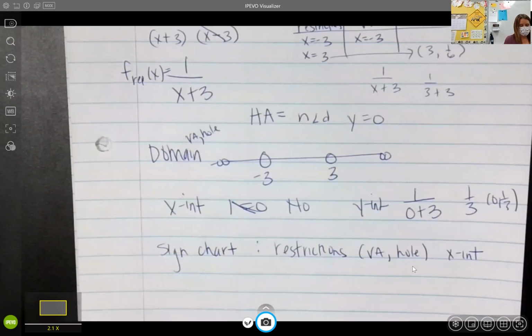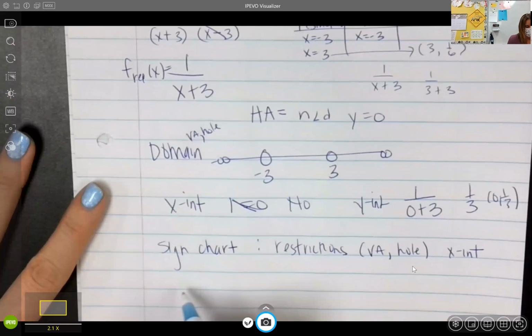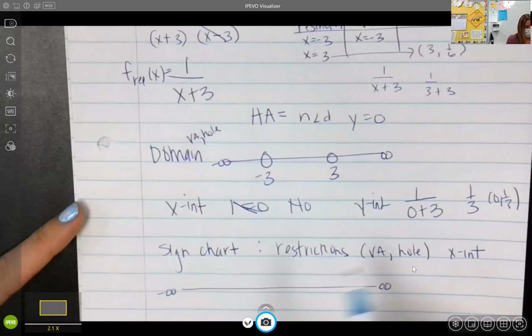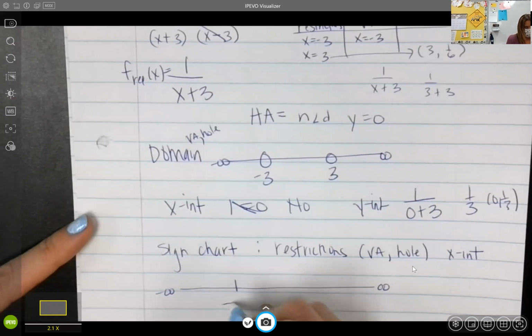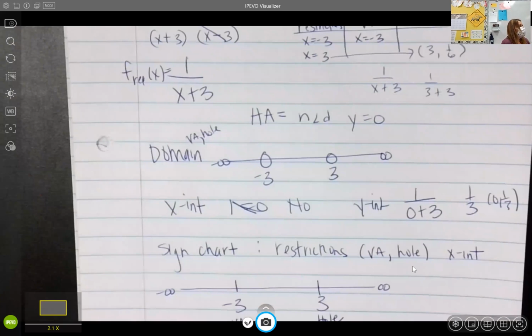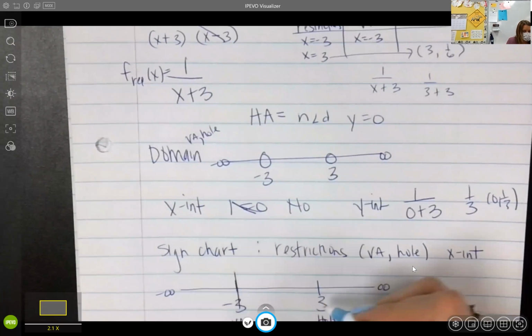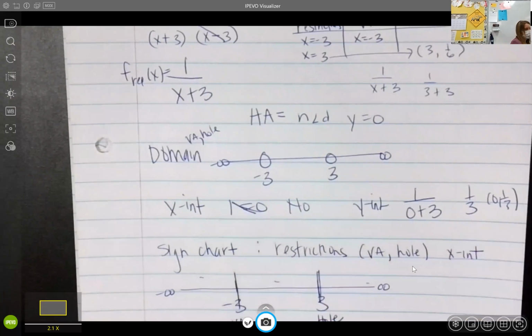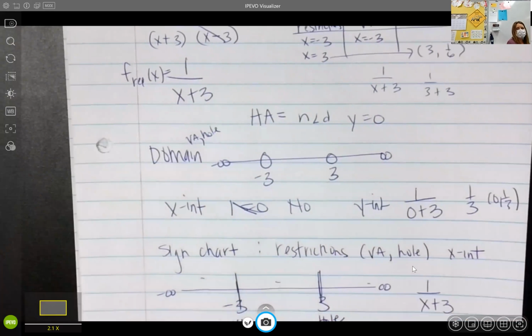Okay, so on the sign chart, we're going to have any restrictions. So negative 3 and positive 3. This was an asymptote. This was a hole. And then we didn't have an x-intercept, right? So on this sign chart, you're just checking these 3 intervals. Just check those 3 spots. Use the equation 1 over x plus 3. Okay, go ahead and do that. I'm going to walk around and see how we're doing.